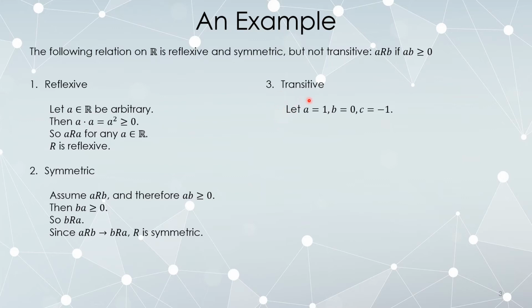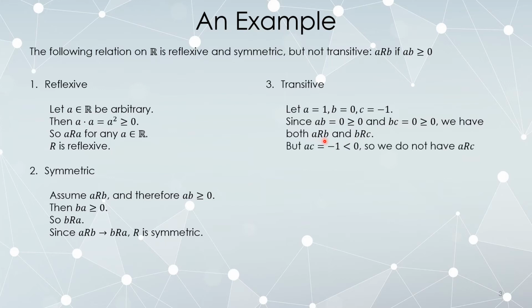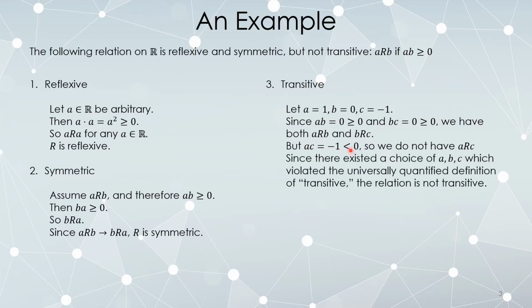So here's an example of a choice of A and B and C where A is related to B and B is related to C. A times B is bigger than or equal to 0. B times C is bigger than or equal to 0. So A is related to B and B is related to C. Both hypotheses are satisfied. But the conclusion is not, because A times C is not bigger than or equal to 0. So it's possible to pick a certain A, B, and C that violate A related to B and B related to C implies A related to C. We generated a counterexample to the definition of a relation being transitive, and therefore it's not transitive.